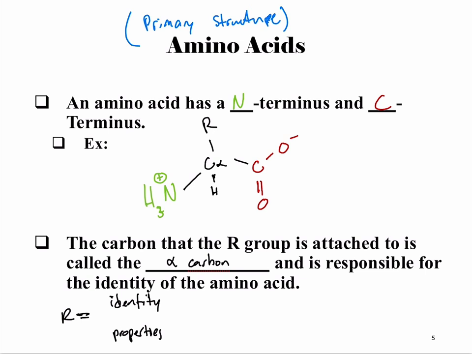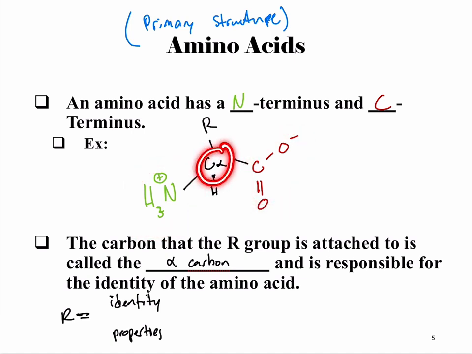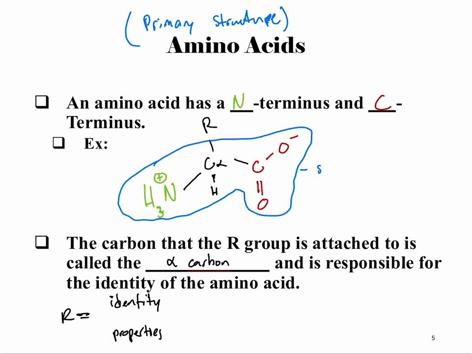And so the amino acid is generally broken into three parts. When we look at polypeptides as well, this will follow the same trend. We have our N terminus, our alpha carbon, our C terminus. The alpha carbon is our chiral center and is connected to the R group, which gives the amino acid its identity and all of its properties. And so everything that I'm circling in blue here is the same for every amino acid. So this is the same structural characteristic of every single amino acid.